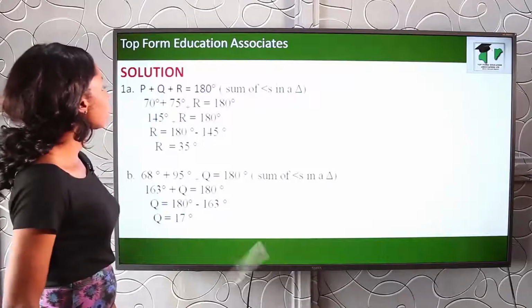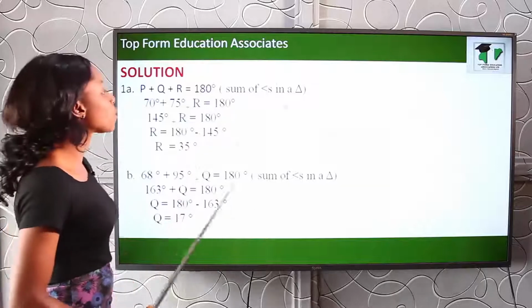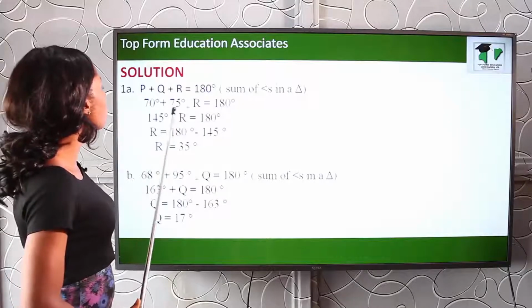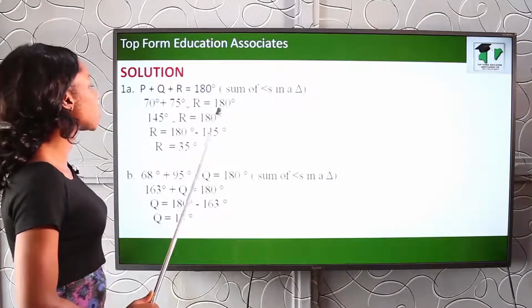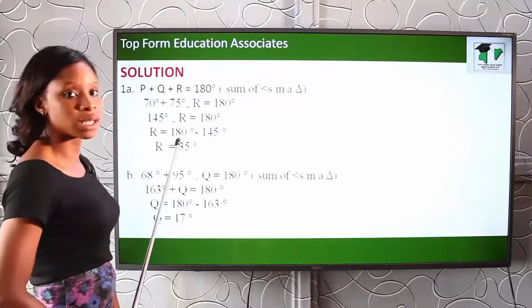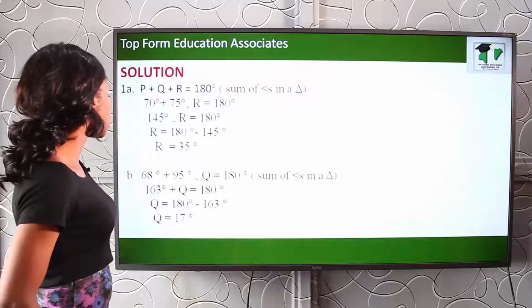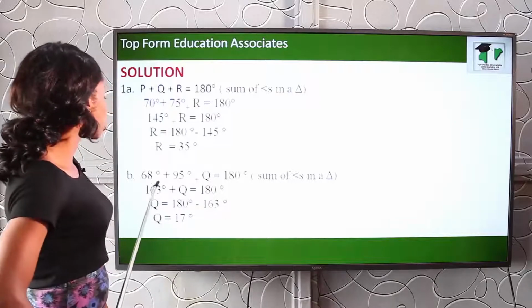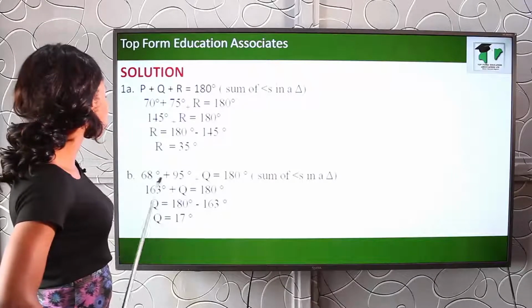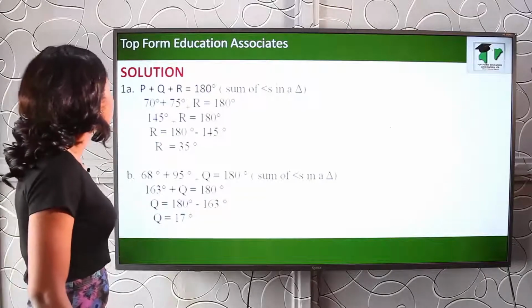Now, solution. In this question, we're looking for R, and we all know that the sum of angles in a triangle is 180 degrees. So very simply, it's going to be 75 plus 70 plus R equal to 180 degrees. When you take the sum, you have 145 degrees. When you subtract that from 180, you get 35 degrees. So R is 35 degrees. B, just the way we've done this, we're just going to add it and sum it up, subtract the sum of these angles from 180 degrees, and get our Q. Our Q here is 17 degrees.